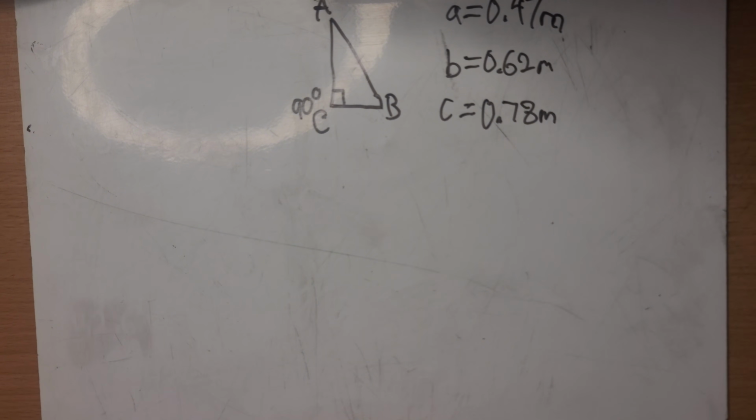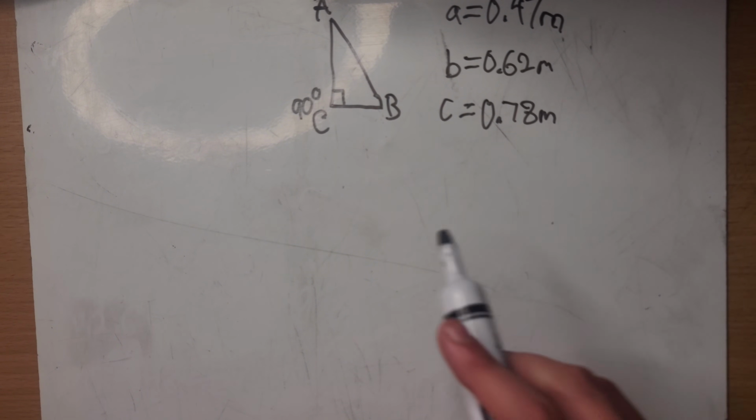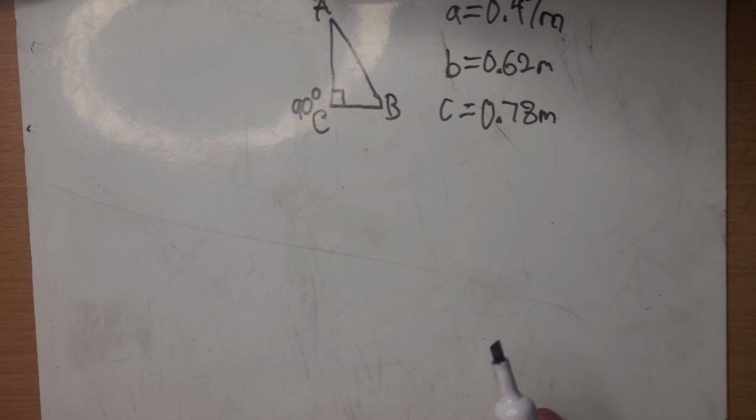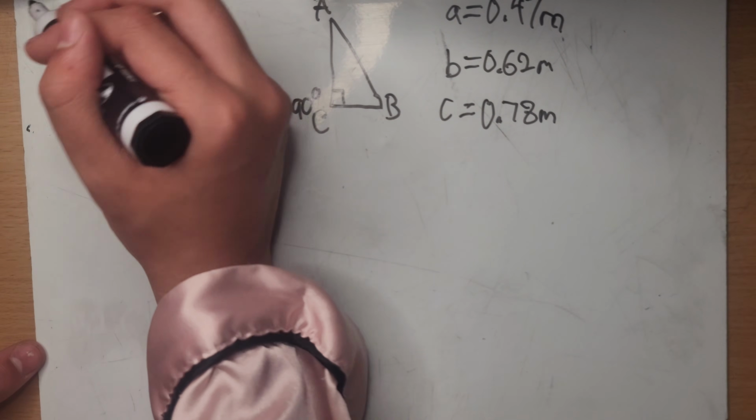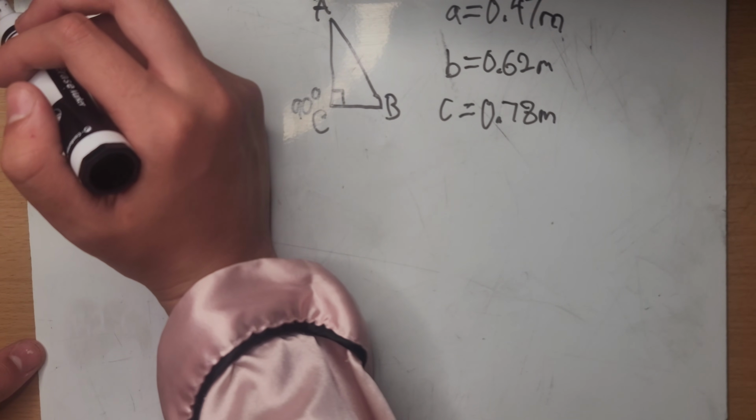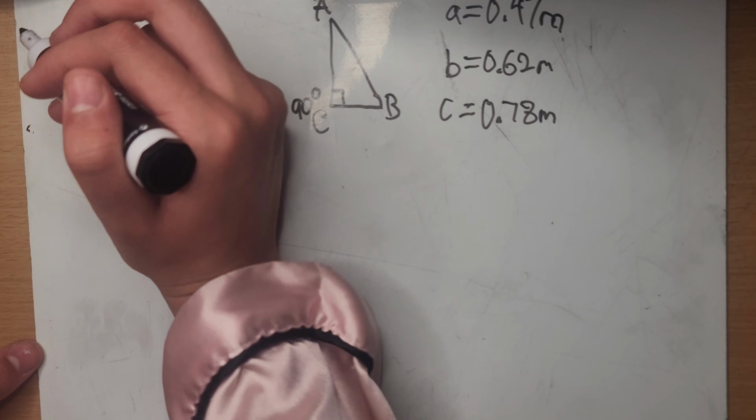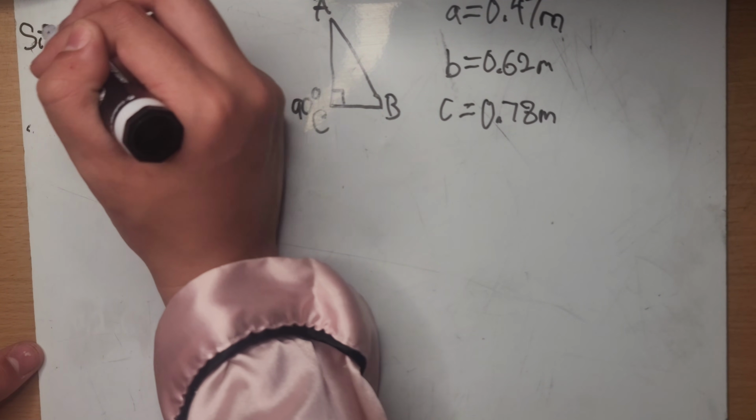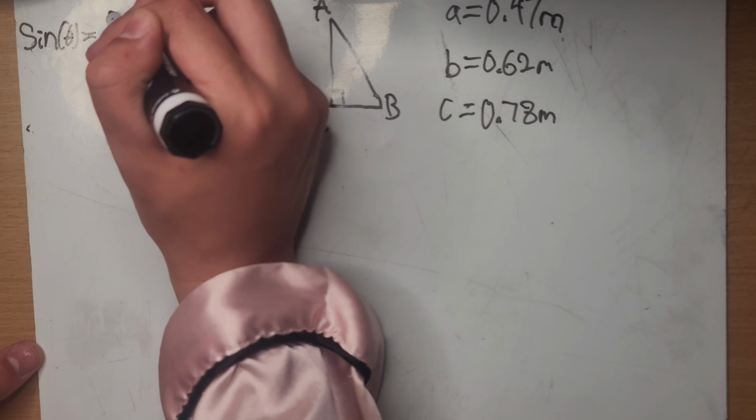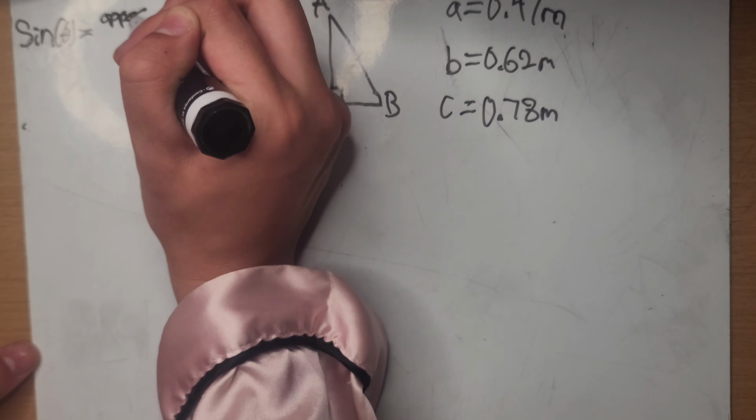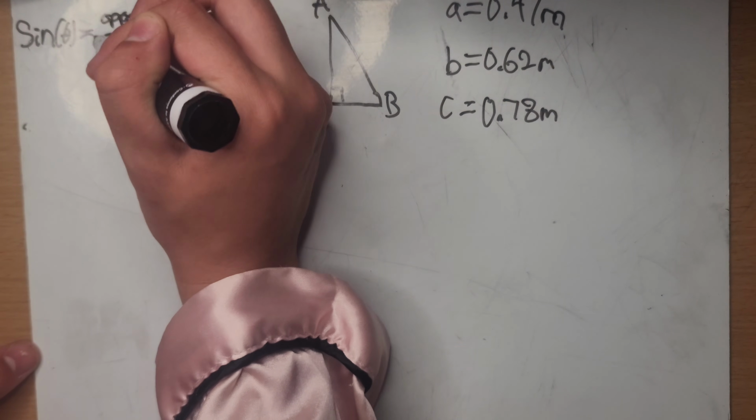To find one of the unknown angles, I'm going to use trigonometry, and specifically the sine function, which relates the side opposite an angle to the hypotenuse. So sine theta is equal to the opposite over the hypotenuse.